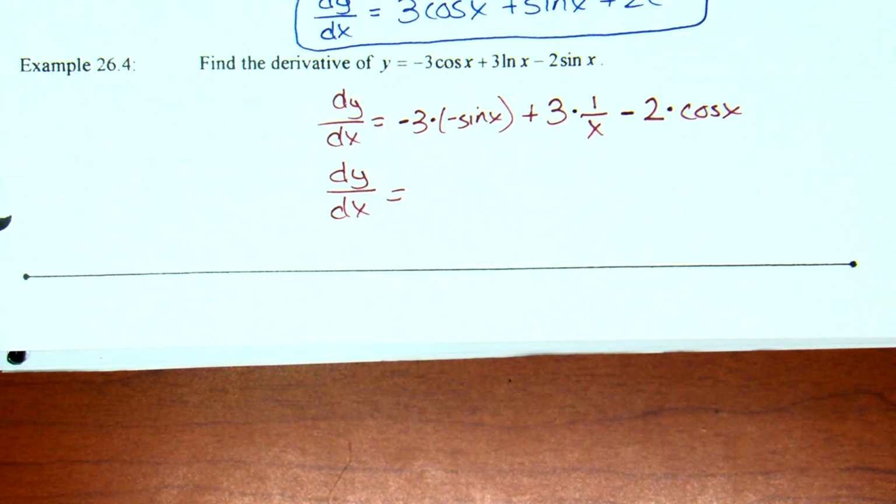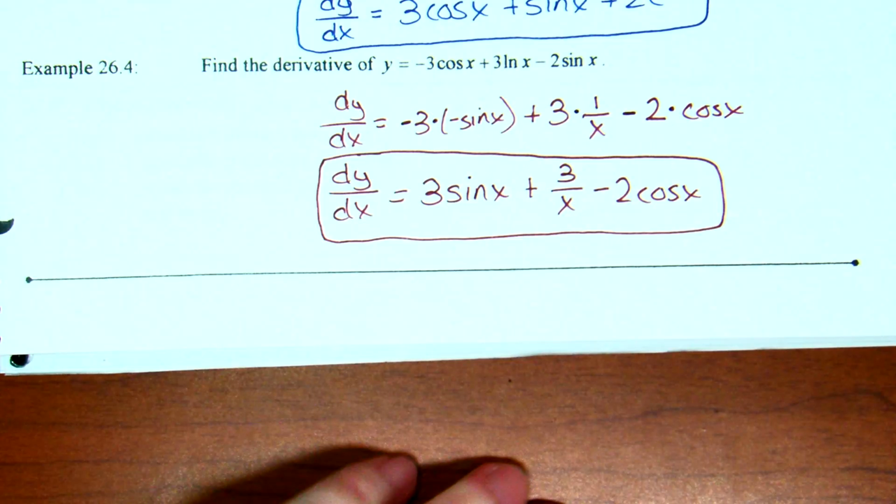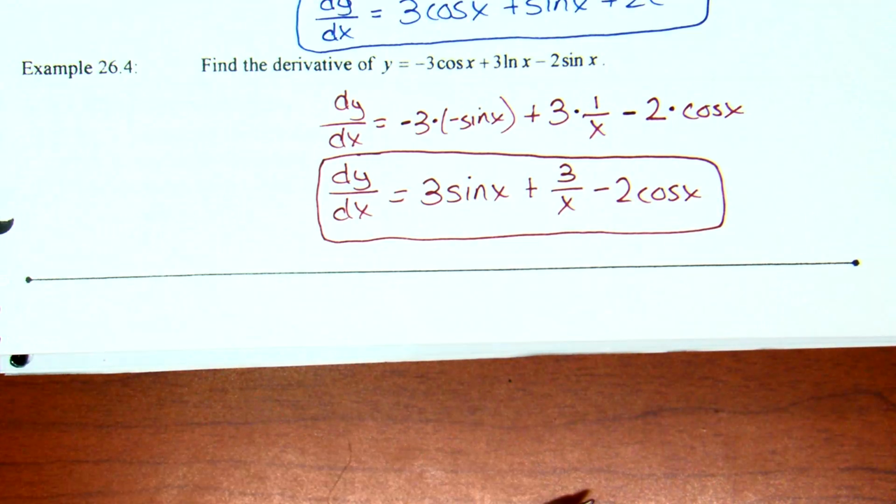So, if I rewrite this a little nicer, it becomes positive 3 sine x plus 3 over x minus 2 cosine x. Cannot stress enough. Flat out memorize those rules. That's what a lot of derivatives come down to, memorizing some basic rules. Okay?